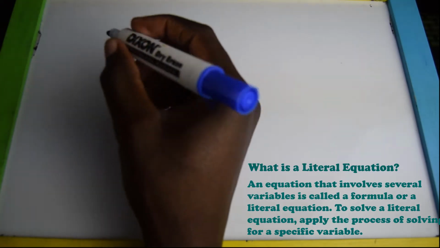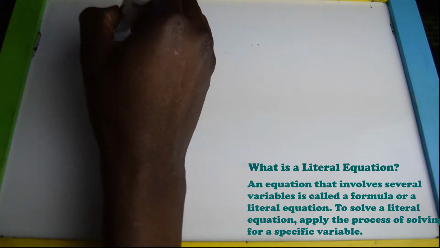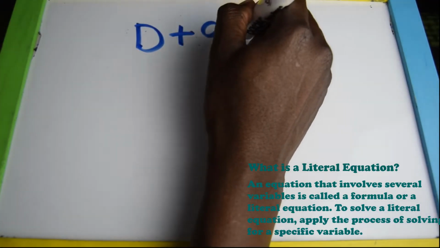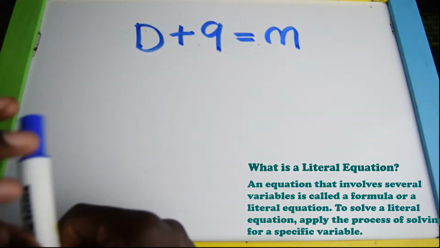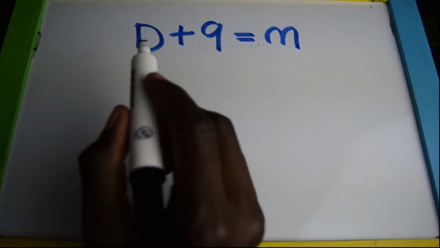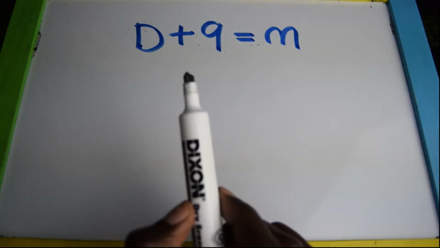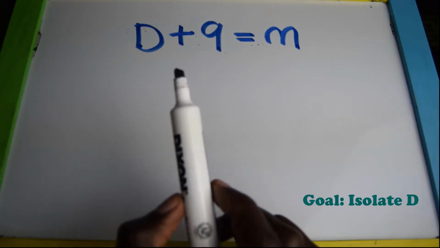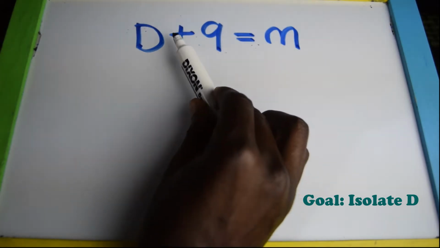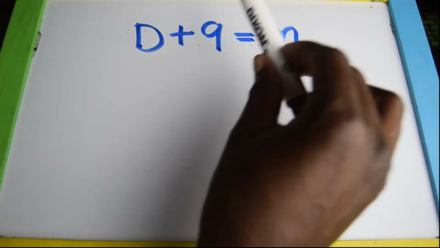And this is an example. You're told d plus 9 equals m, and the question is solve for d. What this equation wants you to do is it wants d to be isolated to the left and everything else to move to the right.